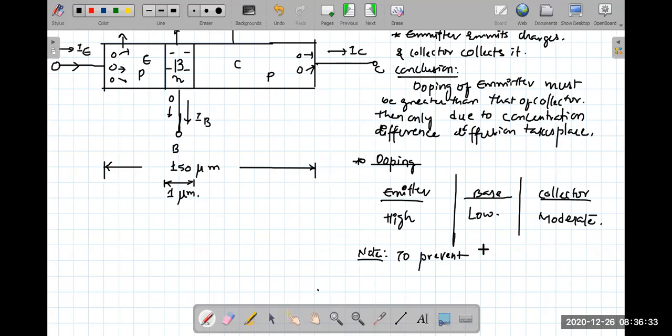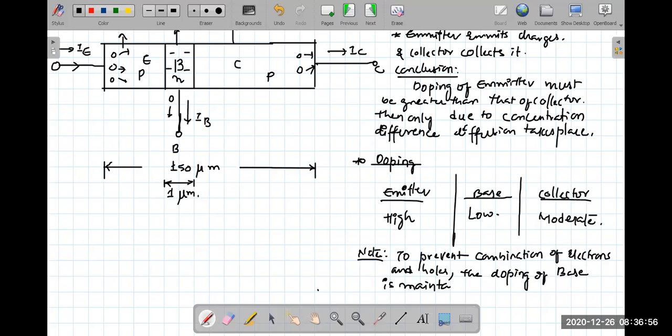Note: to prevent recombination of electrons and holes, the doping of the base is maintained as low as possible. Is that right? So did you understand the doping?